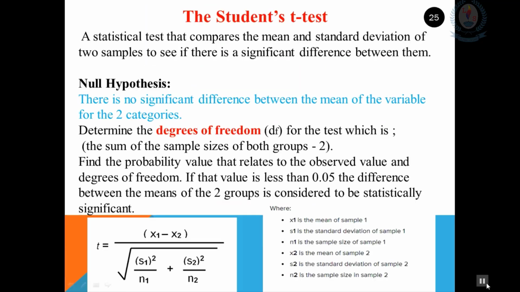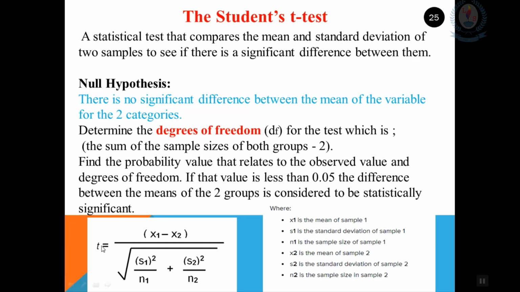The next type of test is the student's t-test. The student's t-test is used to determine whether a mean of a variable in one group differs significantly from the mean of the same variable in a different group. This test considers the degree of overlap between the two sets of data and allows you to judge whether any difference between the mean values of the two groups is statistically significant or just due to chance.